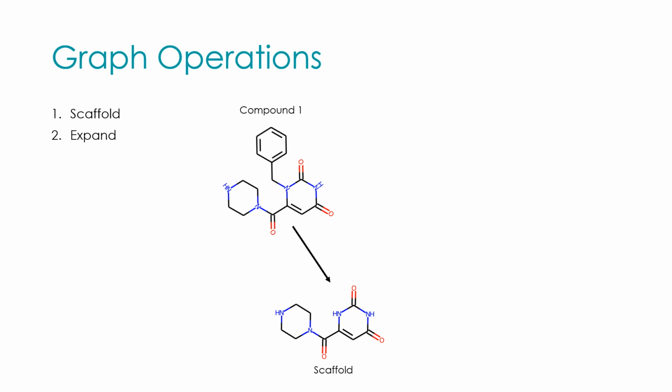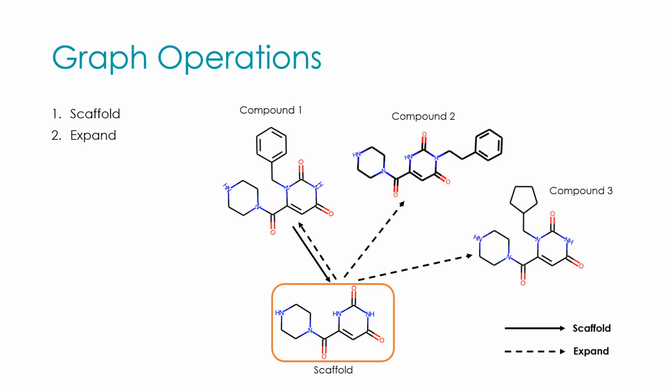Second operation is expand, the exact inverse of the scaffold operation. Here, given a scaffold, we try to identify the compound whose core structure is the given scaffold. But the catch here is we don't know how many compounds will have the same core structure.